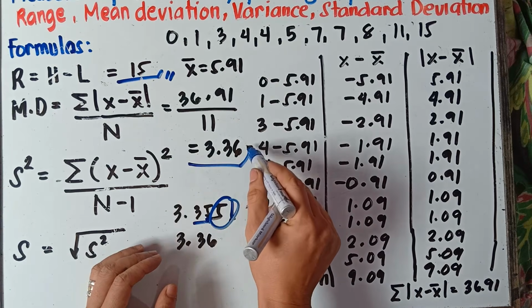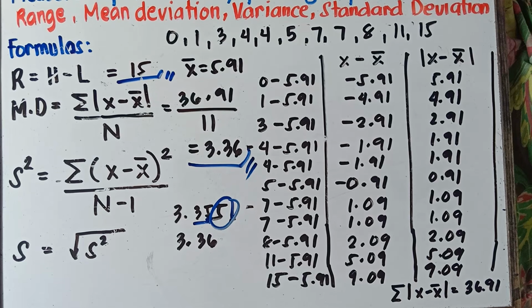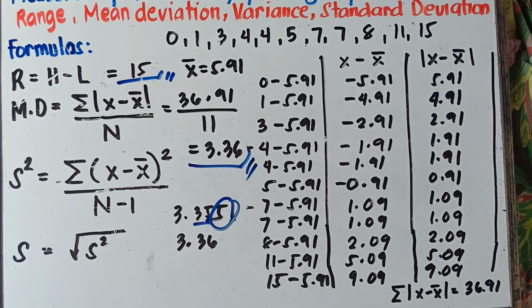That's it, class. All set. That's the answer, class, with regards to the mean deviation, 3.36. Quite complicated, right, for this one, class? But once again, class, we need to explain this one step by step.